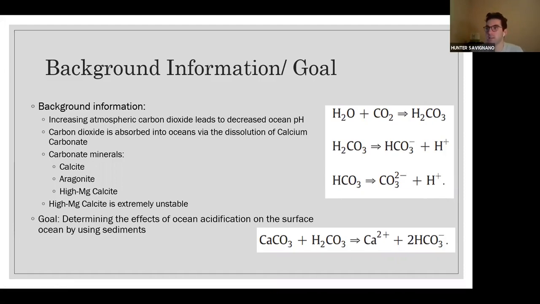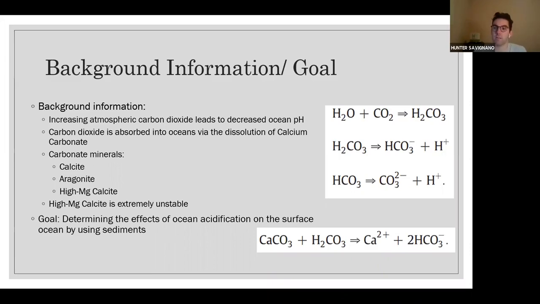Another thing to note is that carbonic acid can actually interact with calcium carbonate and form a calcium ion and the bicarbonate. One thing to note here is that this will not form a hydrogen ion and therefore not decrease the ocean pH, and therefore acts as a buffer. Some of those carbonate minerals that can interact with the carbonic acid include calcite, aragonite, and high magnesium calcite.